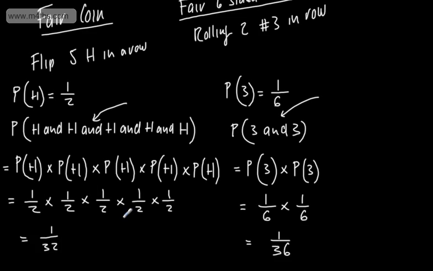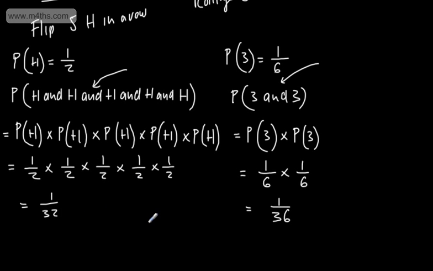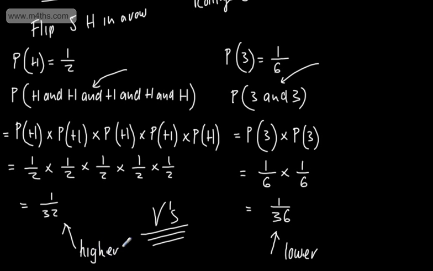So we can see now 1 over 32, 1 over 36. We can see the probability is lower of getting 2 3s in a row than it is to flip 5 heads in a row. This is higher, this is more likely. We can see the more of these we do, the harder it becomes. So if I said 6 of these in a row, it'd be 1 over 64. 7 is 1 over 128.